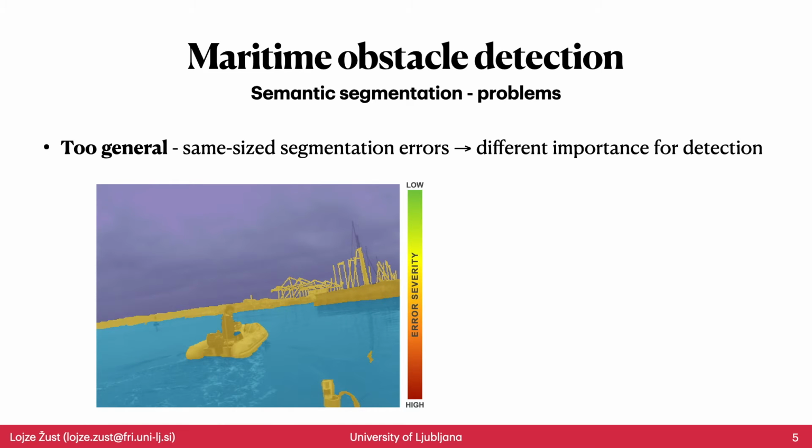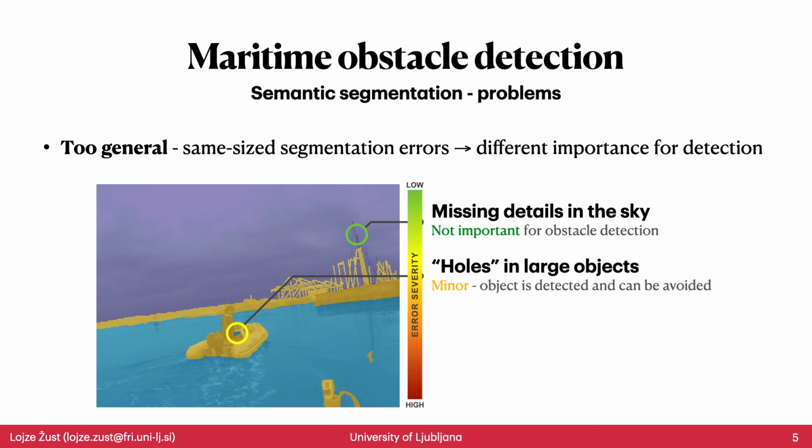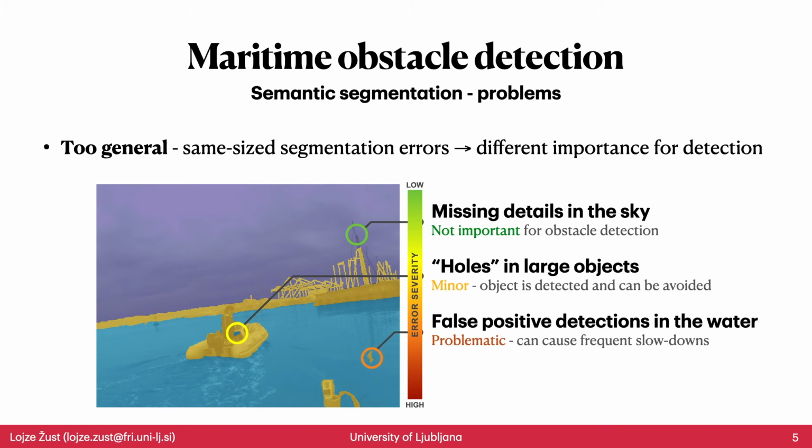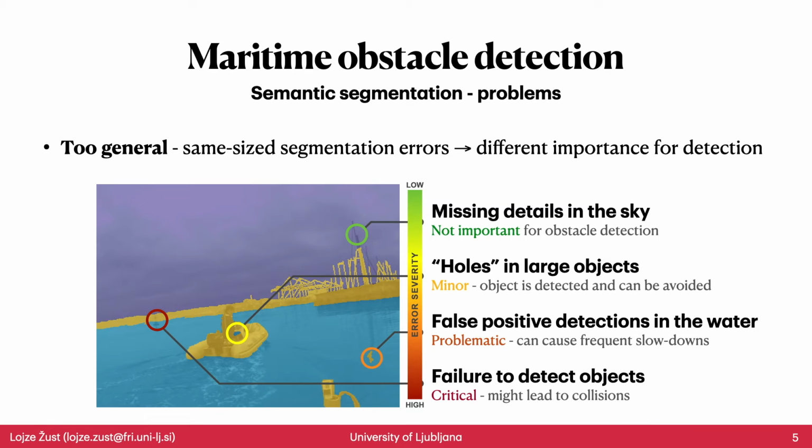Unfortunately, semantic segmentation is a very general approach, and segmentation quality does not necessarily reflect the downstream detection performance. For example, similar-sized segmentation errors have very different implications for safe navigation of the boat. Missing a few details in the sky is not important for boat navigation at all, but false positive detections on reflections may cause frequent and unnecessary stops and slowdowns. Even worse, failing to detect an object at all is critical and might lead to collisions.